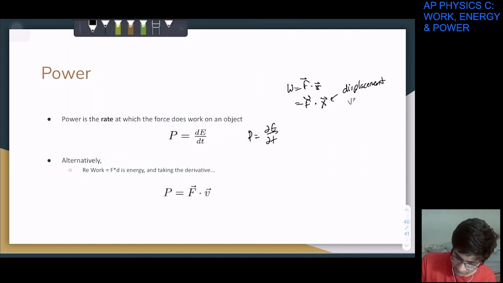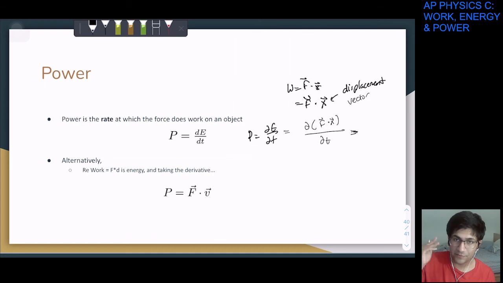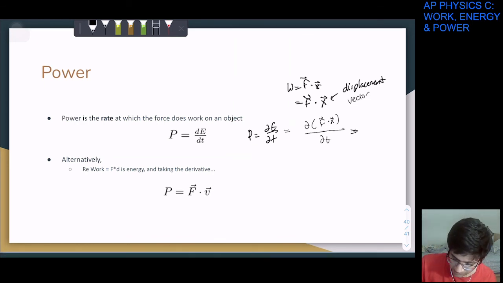Maybe if I use this, then if we just substitute this in, we get d(F x)/dt. Well, if the force is constant, we can take it out of the derivative. So then we just end up getting F times dx/dt, which is just F times V. So if the force is constant, there's multiple ways where you can change the energy, right? You can change the force, or you could change the displacement. So in this case, suppose you're pulling an object at the same rate. Then the power is equal to that force times the velocity. And yeah, that's what power is.